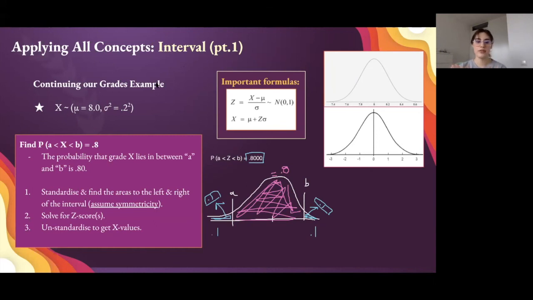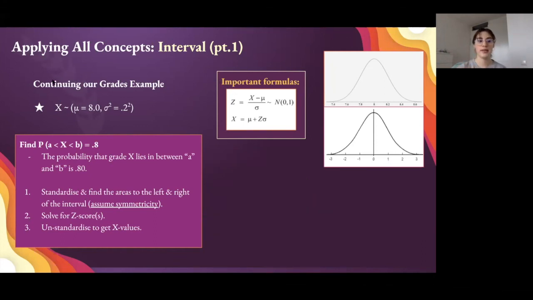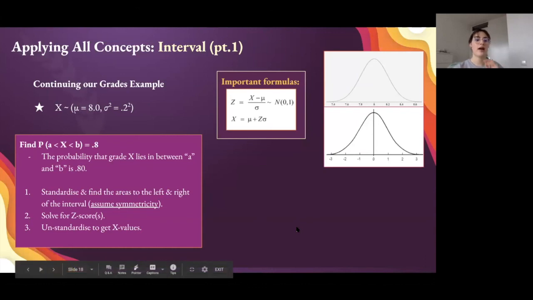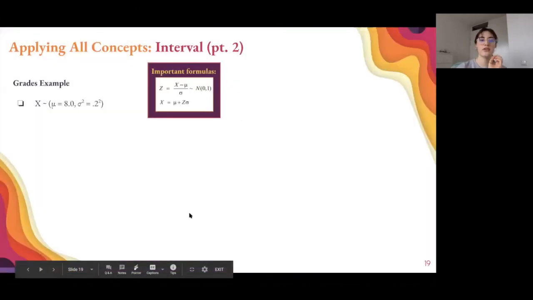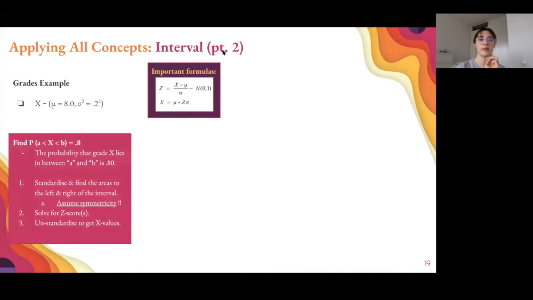So I'm going to move on to the next slide. It's going to have all the same information on it, but it's also going to have the z-table, so we can work through it together. So now that we have put this in terms of z, which I'm going to write again here, we need to find the probability that z is in between A and B, and that equals 0.8.